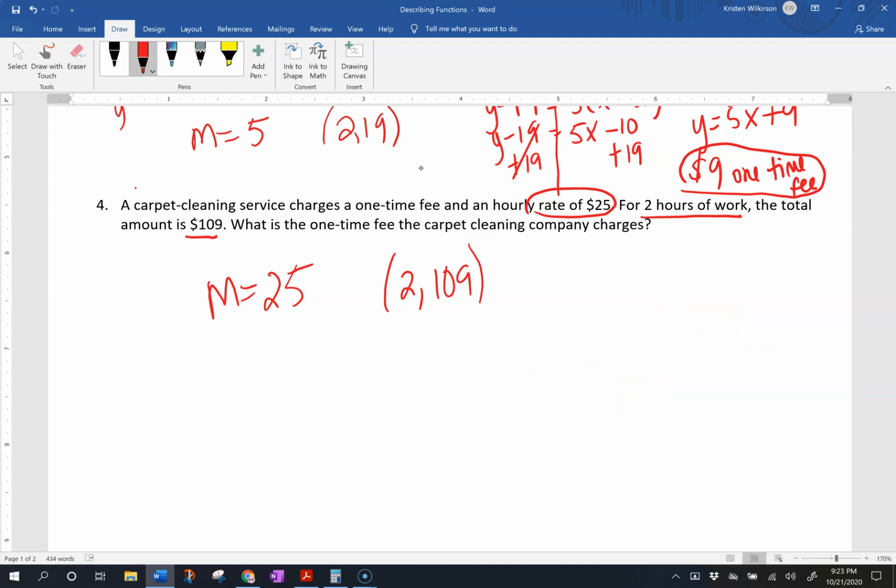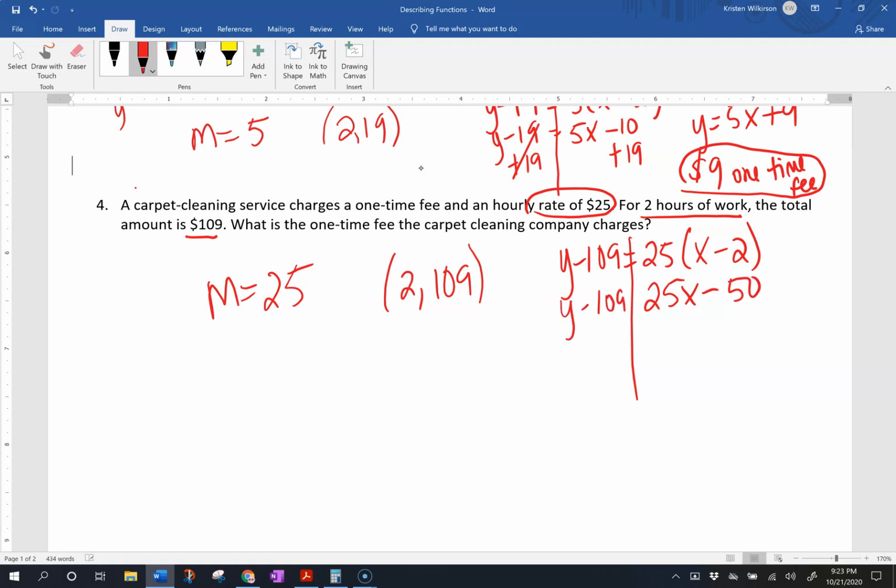Okay, take 2. So it's going to be y minus 109. I did that part right. Is equal to 25 times x minus 2. My slope is 25. Now I'm ready to distribute. So 25 times x is 25x. 25 times negative 2 is negative 50.